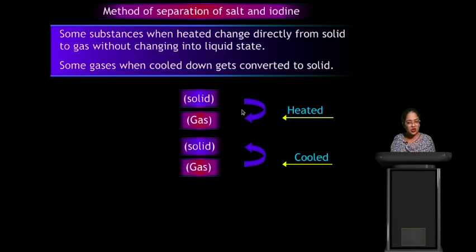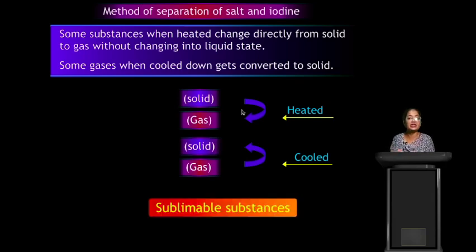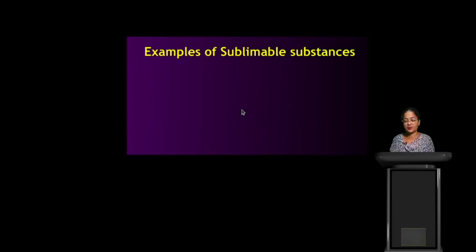So what is this called? We studied about this. These are called sublimable substances. So what are sublimable substances? Substances that, when heated, change directly from solid to gas without changing into a liquid state. Let's look into the examples of sublimable substances. First one is iodine.